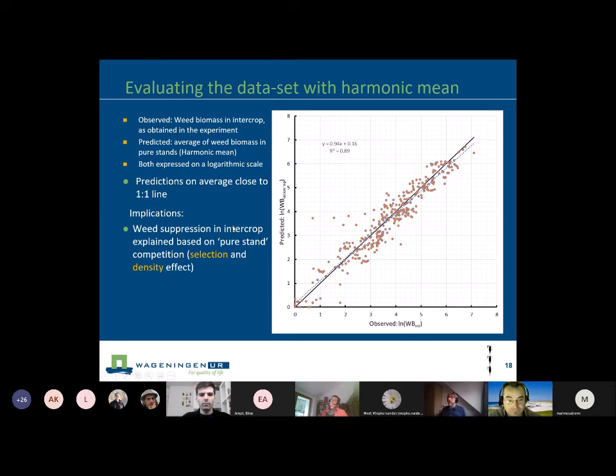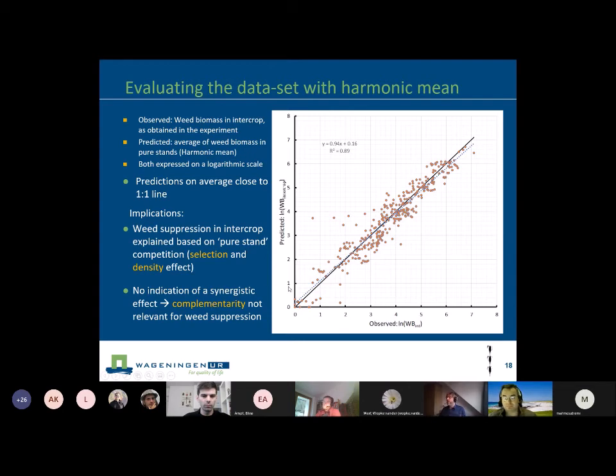So what does that imply? Well, in fact, the equations that we use to arrive at the harmonic mean simply assume the competition that is going on in a pure stand. And so it in fact accounts for both the selection and a density effect, but it does not account for a synergistic effect, an effect that might emerge because you are mixing the two species. So in fact, this good correspondence suggests that complementarity is not very relevant for weed suppression.